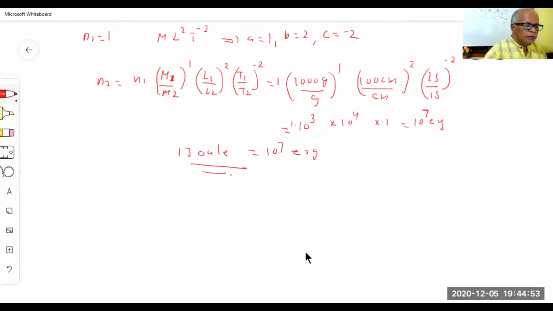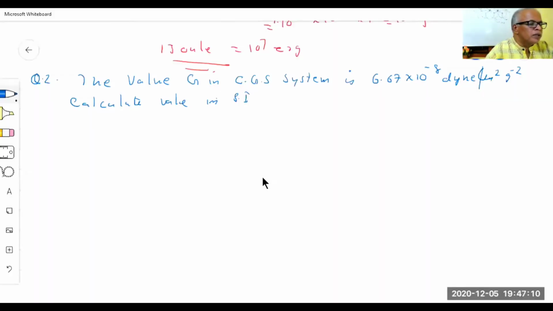Another problem we will do, which explains much. We will do the next question, one more question. It's not very important, because every unit is covered. Still, we are doing some problem. The value of G in CGS is 6.67 dyne centimeter square gram raised to minus 2. Calculate the value in SI.